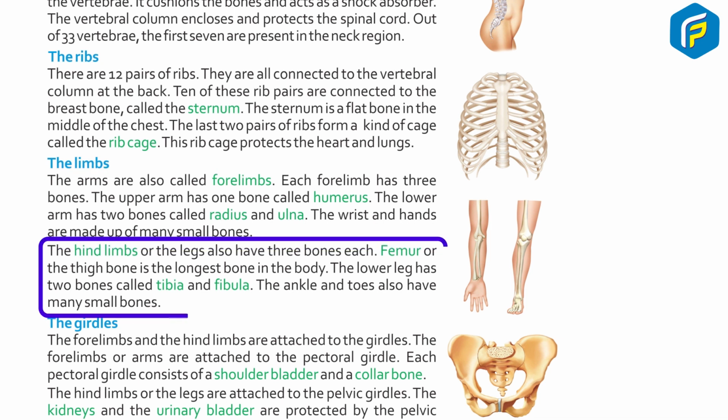The hind limbs. The legs also have 3 bones. The femur, or thigh bone, is the longest bone in the body. The lower leg has 2 bones called the tibia and fibula. The ankle and toes also have many small bones.